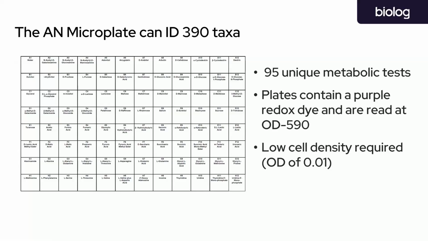So the next major plate type that we have is our anaerobic or AN microplate. And so this is going to be for all anaerobic bacteria, which currently our database contains about 390 different taxa. This plate is set up very similarly to the Gen 3 plate, with the exception that it does not have resistance tests. It only has metabolic utilization tests, with 95 different nutrient sources. For this one, the plate contains the same redox dye that absorbs at OD 590. So you'll see that same purple color development, and it also requires a very low cell density, around an OD of 0.01.